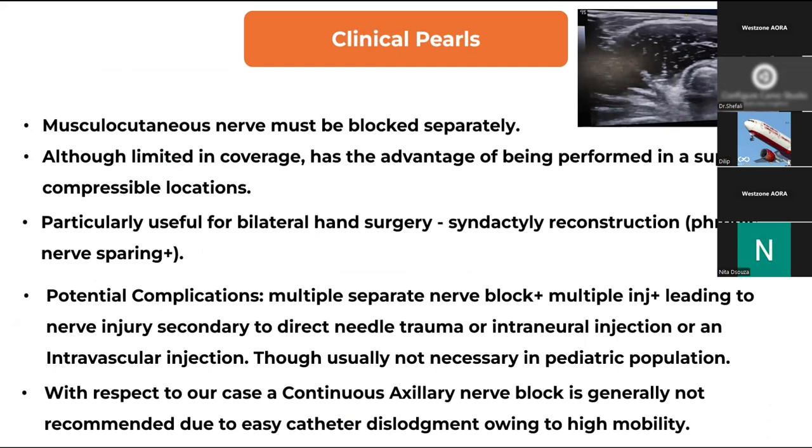And potential complications, well, we might have to give multiple separate nerve blocks. As you could see, we have to separately block the musculocutaneous nerve. This multiple injection sometimes can lead to neurovascular trauma and might not be necessary in the pediatric population, but this is a potential complication. With respect to our case, why a continuous axillary nerve block? We had to place a catheter for continuous infusion post-operatively. This area has a high mobility, so there is a risk of easy catheter dislodgement.